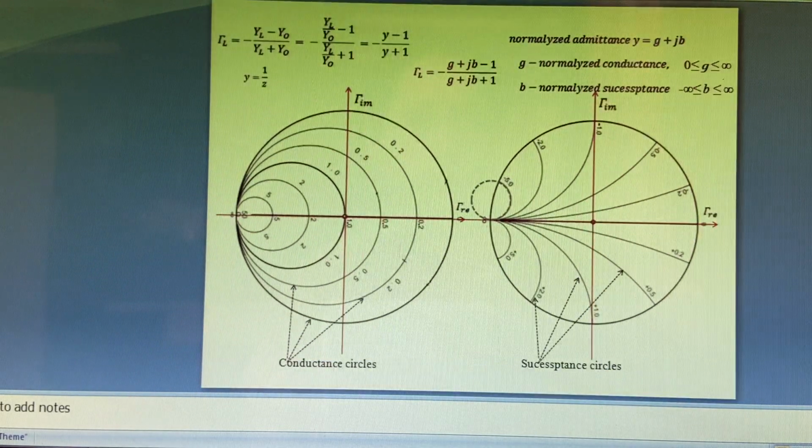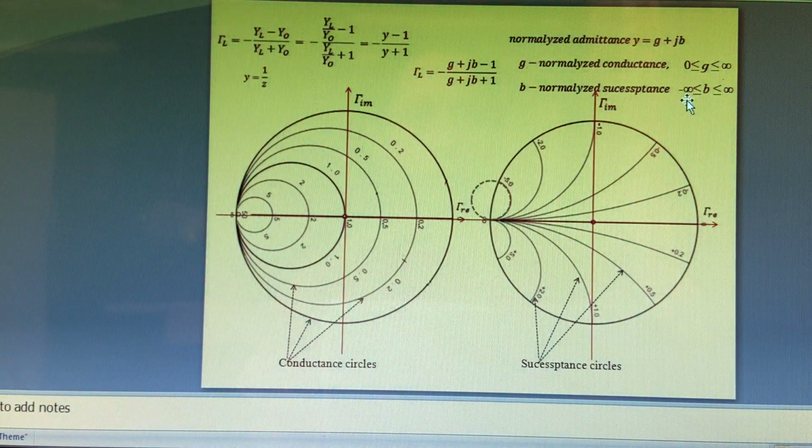Similar to the conductance circles, there are reactance susceptance circles also. This equation can be rearranged, and if you separate the imaginary part, we can get a value of B, the susceptance value, that is related to the reflection coefficient again through a circle equation. For every value of B, the imaginary and real parts of the reflection coefficient vary through a circle like this.